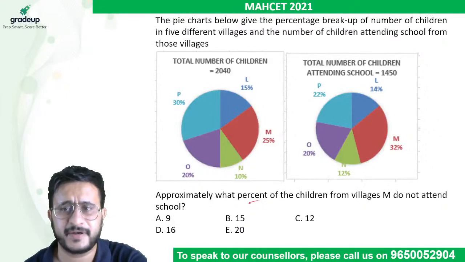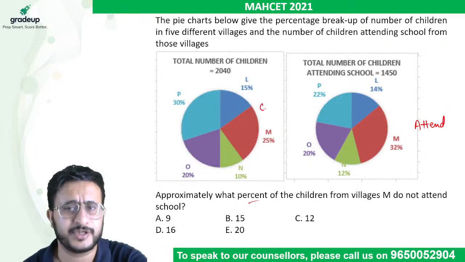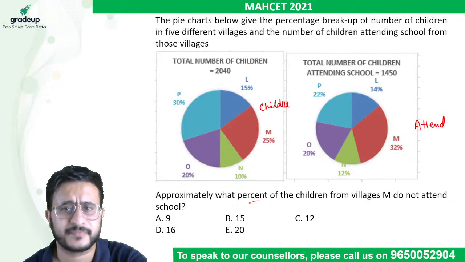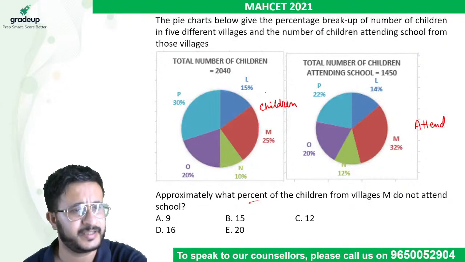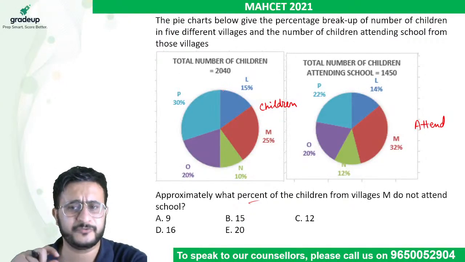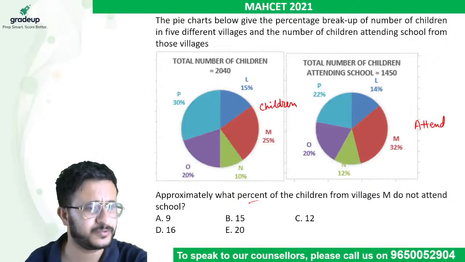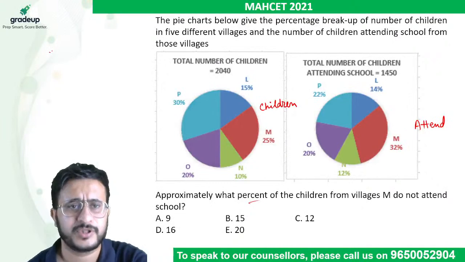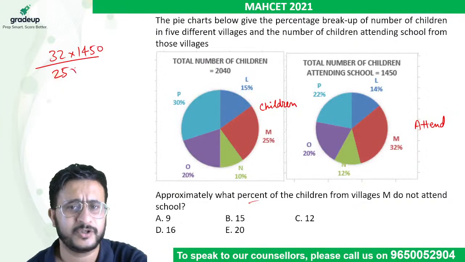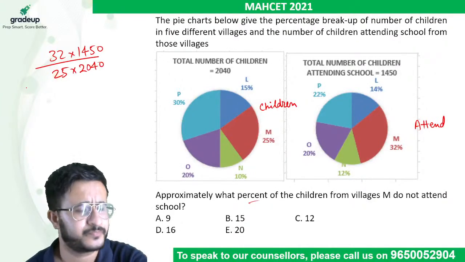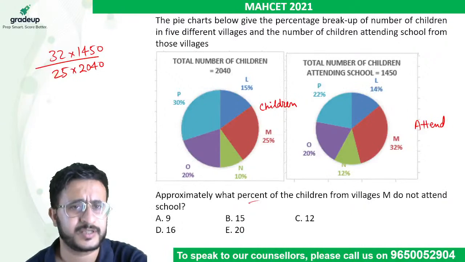From this chart, I can find how many of them attend the school, and how many children are there in village M. So if I have to find what percent do not attend, I can find what percent attend the school. So 32% of 1450 upon 25% of 2040. One way is to do the long calculation and get the result. Another way, I'm telling you, this is 1.28.